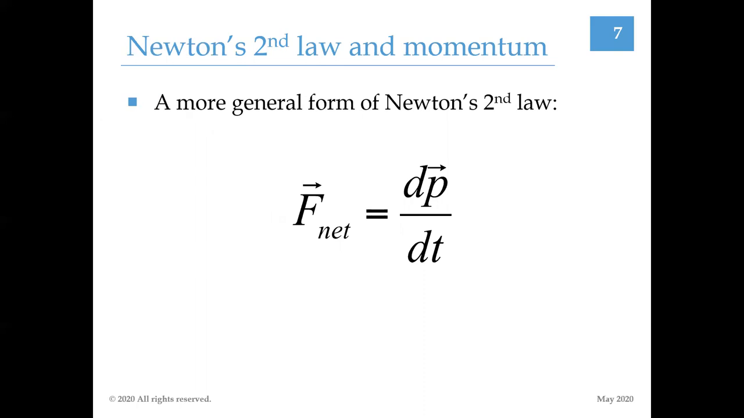So now we have two different ways of writing force. A more general form of Newton's second law is that F net is equal to dp/dt, the derivative of momentum with respect to time. Some of you might have seen this in a calculus course, or if you've taken other physics courses before, you might have seen this kind of terminology. But for us, what's more important is the change in momentum over the change in time. The dp/dt is an infinitesimally small change in momentum over an infinitesimally small change in time, being our net force.